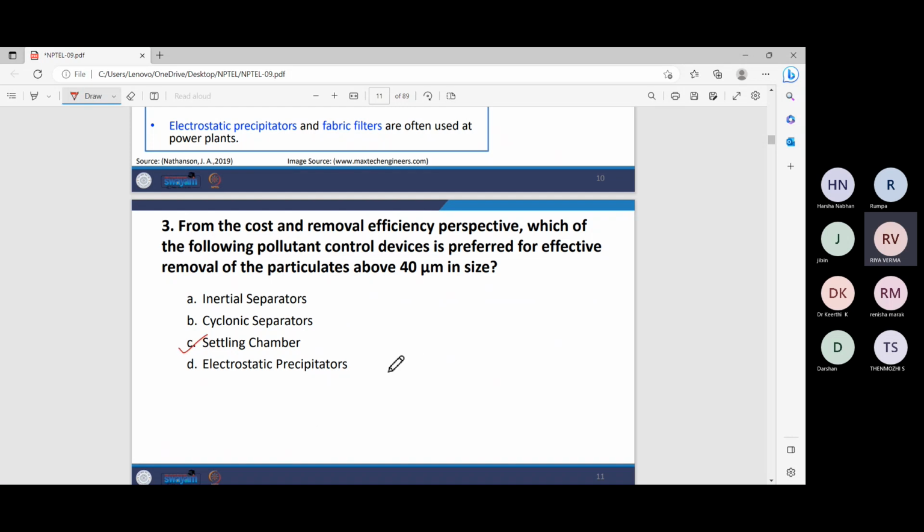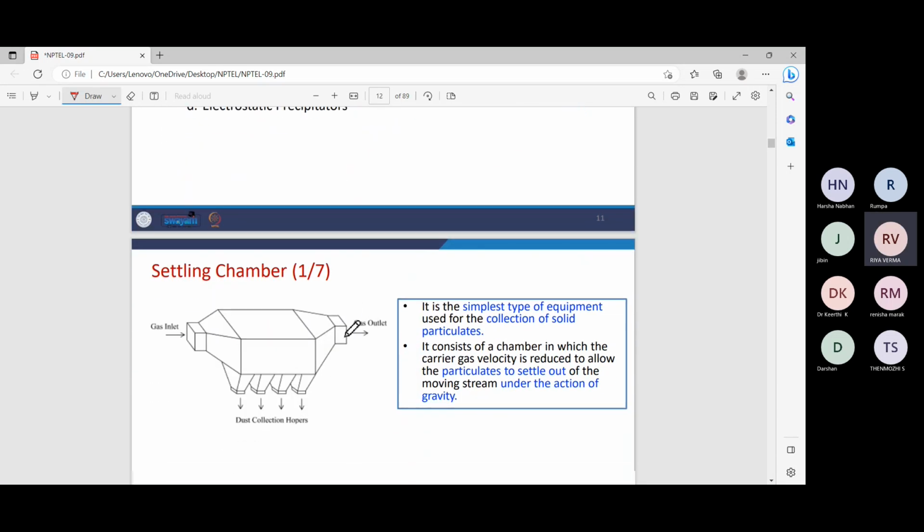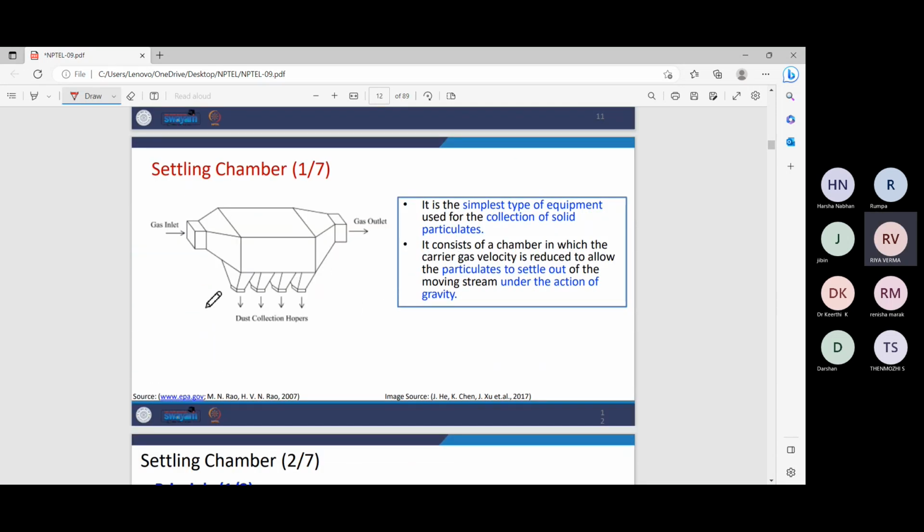Basically, it is designed to collect particles which are heavier, particles that have coagulated and formed bigger flocks. They can be removed very easily in settling chambers. It is a very simple type of equipment used for the collection of solid particulates. Here we have a gas inlet, and the gas enters from this inlet chamber.